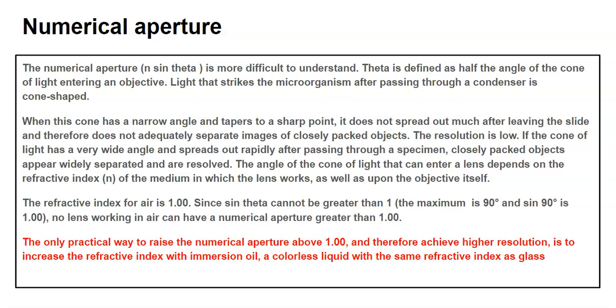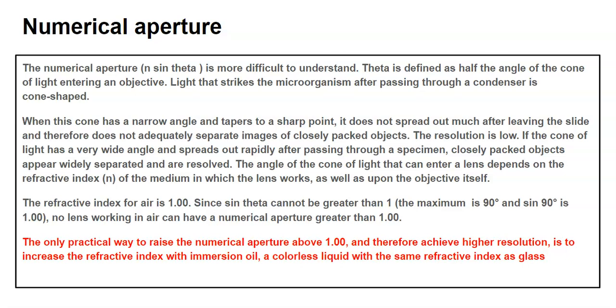Now, the cone angle that comes into the lens will depend upon the refractive index. This is a very important thing. You have heard of this physics concept, the refractive index of air, water, glass. The cone of light at that particular angle will depend upon the refractive index of the medium. The refractive index for air is 1, and sine theta cannot be greater than 1. Sine 90 is 1. So the basic problem is that no lens working in air can have a numerical aperture greater than 1.